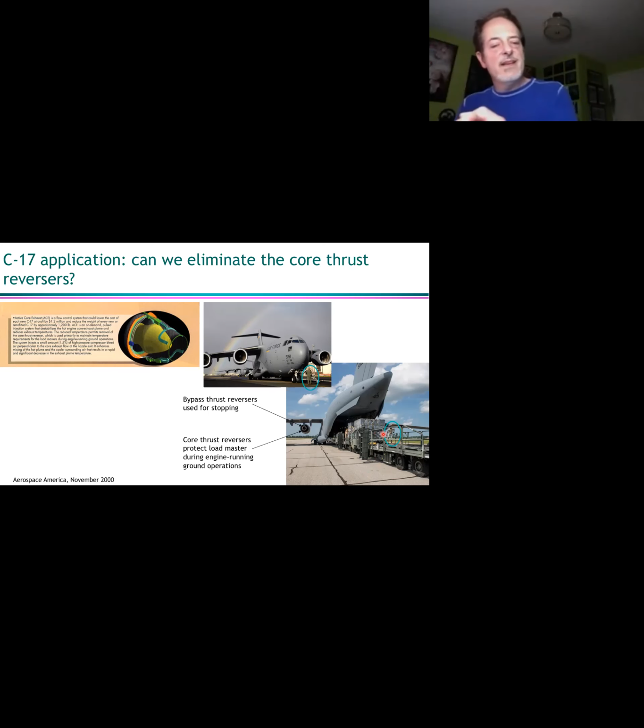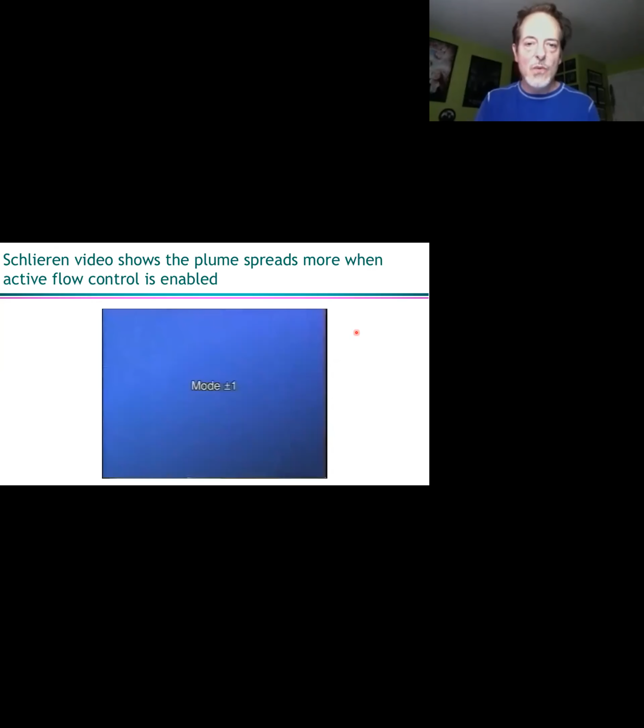So what if we could replace the core thrust reversers with active flow control and disperse this core flow so it's no longer hot enough to actually burn or damage these guys? If you could do that, you would save $1.2 million per aircraft. You would also save 1,200 pounds of weight just in these core thrust reversers. So it's very enticing. Actually got a little write-up in Aerospace America back in the day. So let's try that. So what did we do?